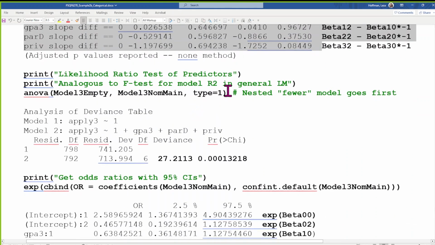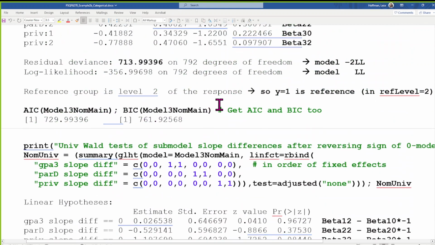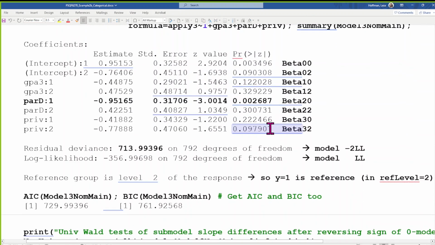Here's the likelihood ratio test that I would need to do in R that Stata does for me, comparing the -2 log likelihood from the empty model to the model that has my 6 slopes. The model itself is significant, though. Is that surprising, given that only one of our slopes is significant?